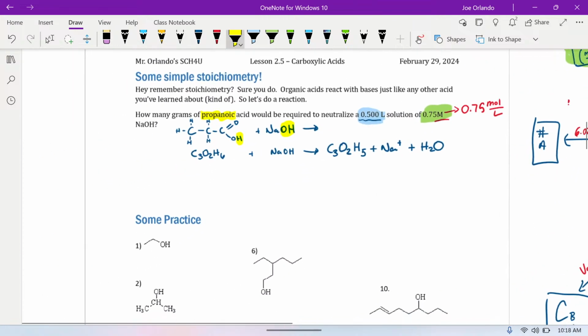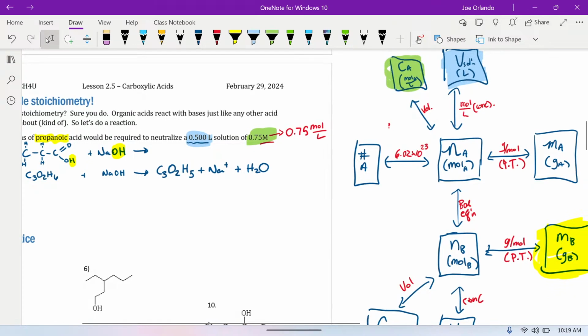So let's just do this. Let's just say what's our volume? We're going to go from volume down to grams. So what am I going to have to do? I'm going to have to convert volume to what?